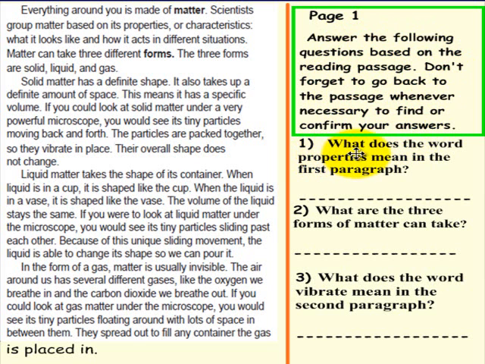Question 1. What does the word properties mean in the first paragraph? Question 2. What are the 3 forms matter can take? And question 3, what does the word vibrate mean in the second paragraph? If you would please pick up a pen to answer these questions. Please do that now.